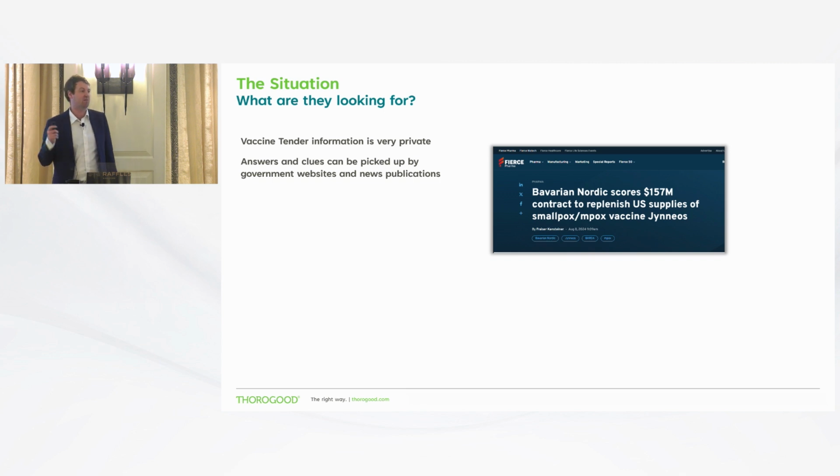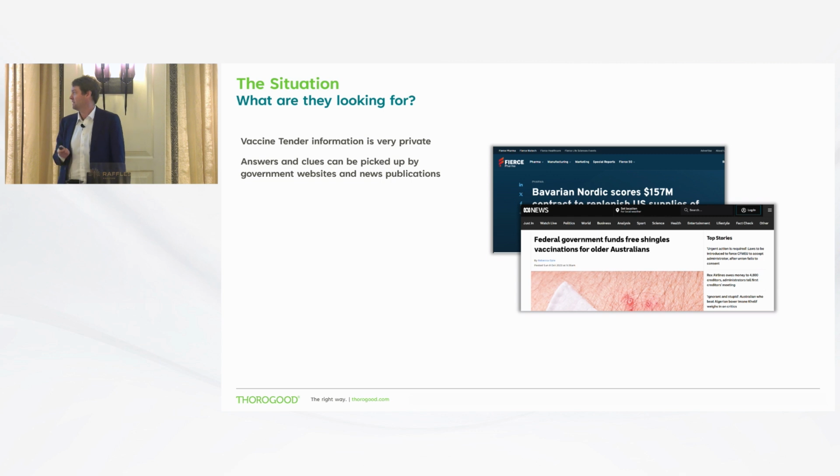Just looking at a couple of examples here, looking at Fierce Pharma, an industry publication with a little bit of information about the smallpox vaccine in the United States. Or a second example, again on a news outlet website, information about the shingles vaccine in Australia. So now we know this information does potentially exist. What kind of questions are we looking to answer?